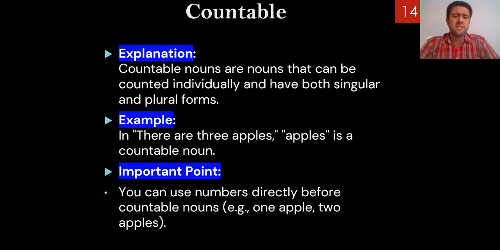The next one is countable. Countable nouns are nouns that can be counted individually and have both singular and plural forms. As an example, there are 3 apples. Apples is a countable noun. Important point. You can use numbers directly before countable nouns. As an example, one apple, two apples.